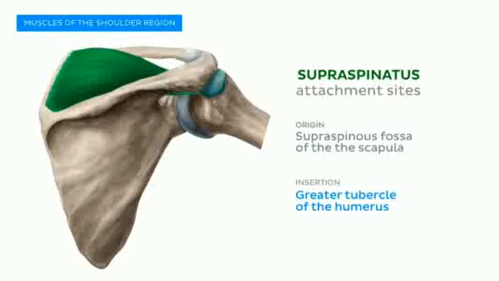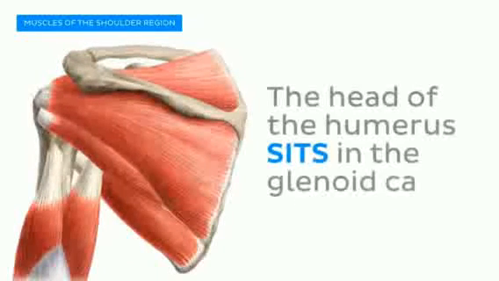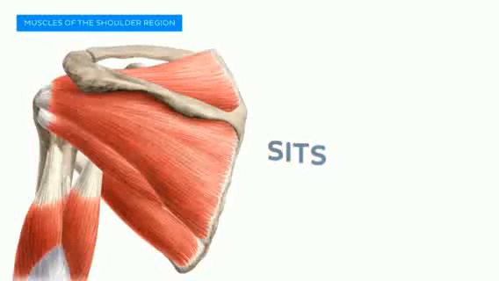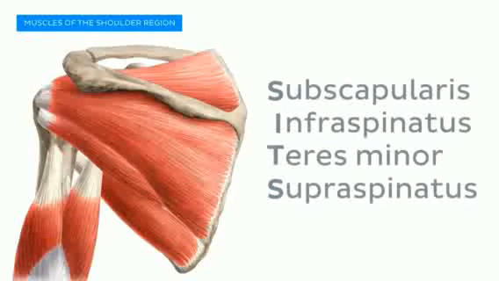A little tip to help you remember the 4 members of this group is to always remember that the head of the humerus sits in the glenoid cavity, with SITS being a handy little mnemonic for you to use here.